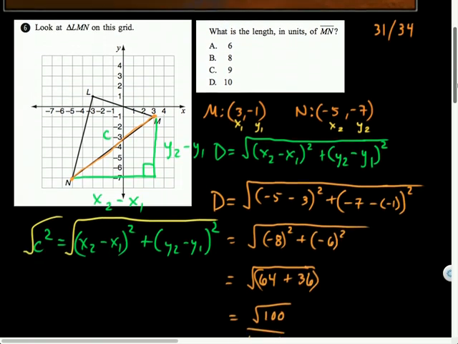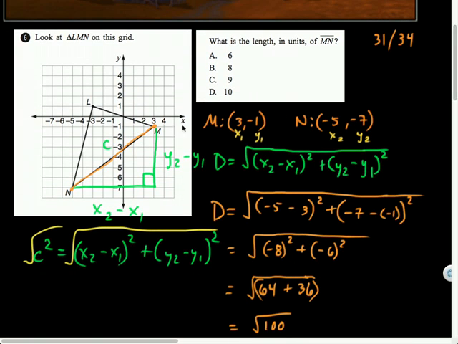So that's how you'd solve this problem. The correct answer was D. Bam. That's the proper technique.